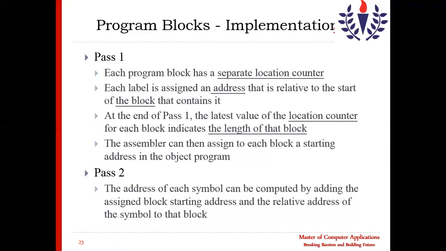When my block ends, the location counter has the value 110. That means the size of this block is 10. The assembler can then assign to each block a starting address in the object program, and this block will be converted into machine code, object code. Then one address will be given that will represent the actual execution address. So this is pass one.